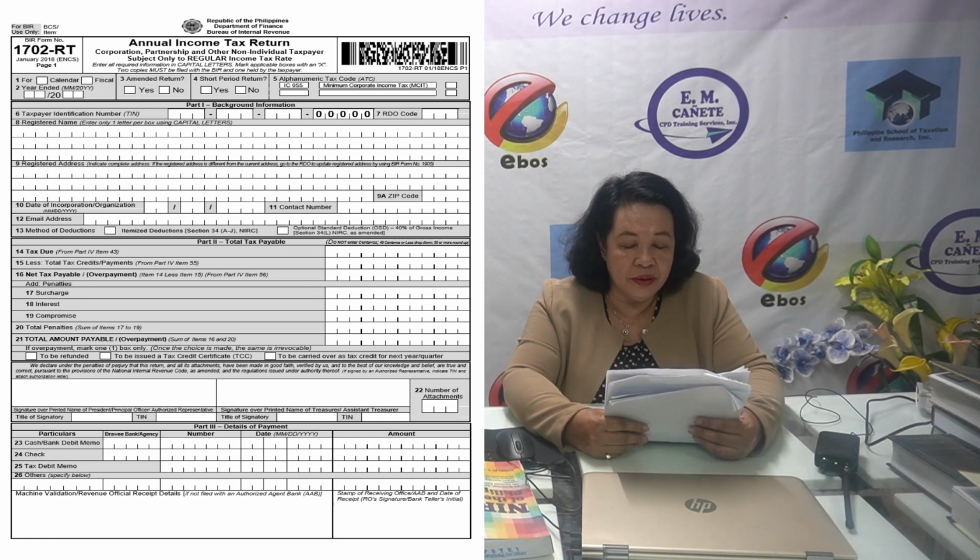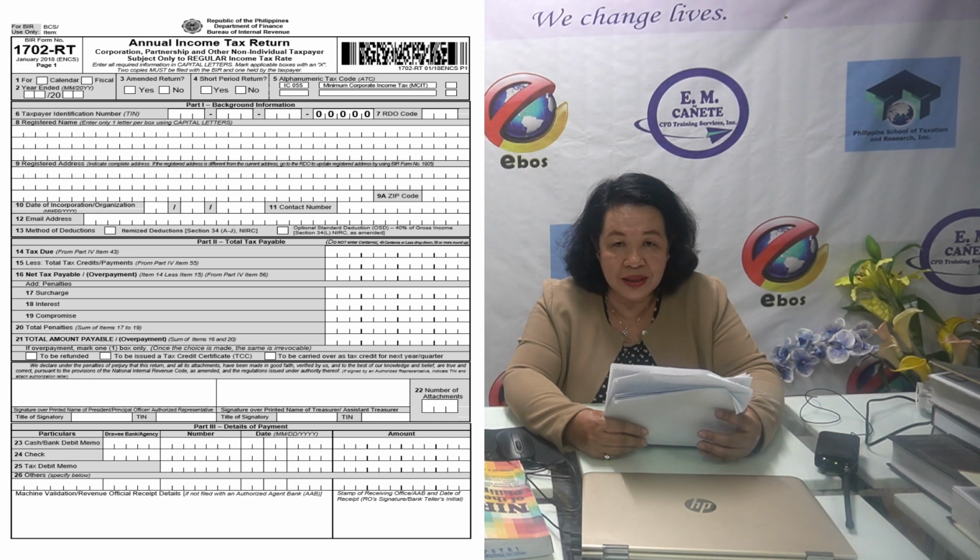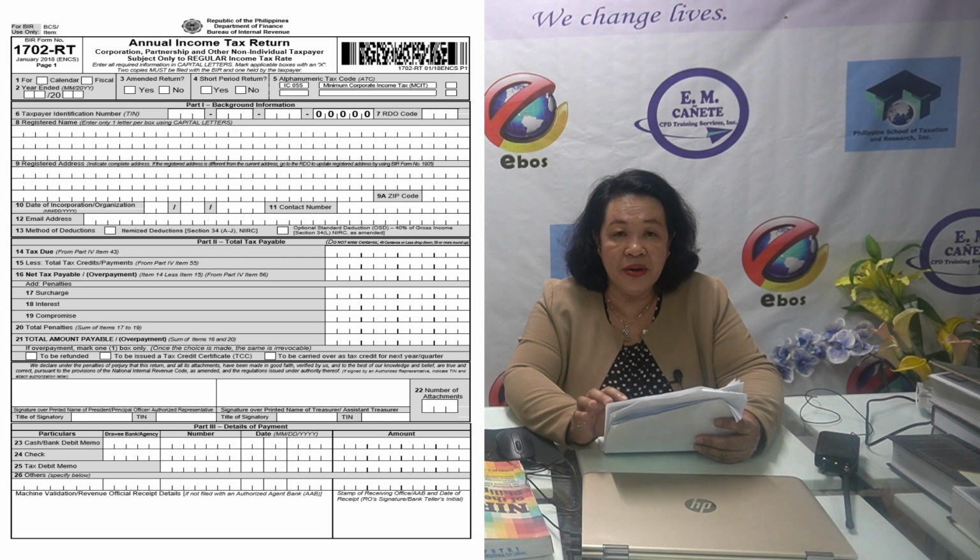Line number 4, short period return. Short period return means it is not 12 months. One taxable year is 12 months. So if the period covered by your income tax return is not 12 months, we call it short period return.